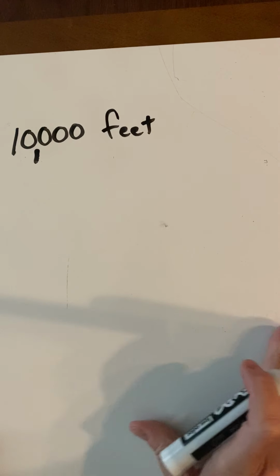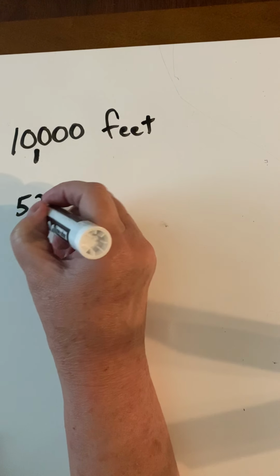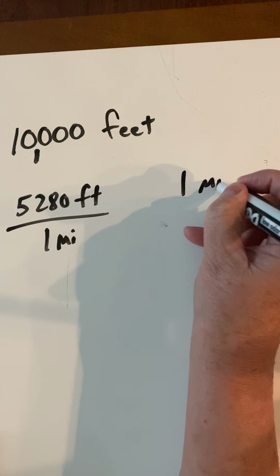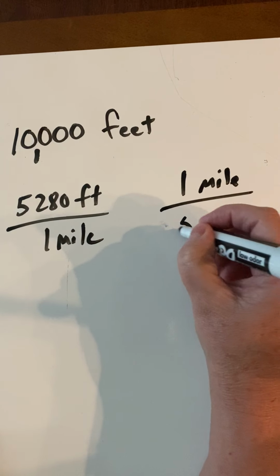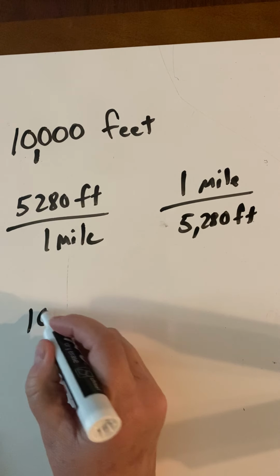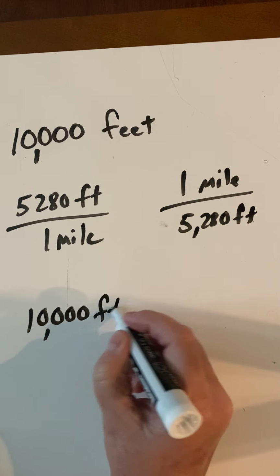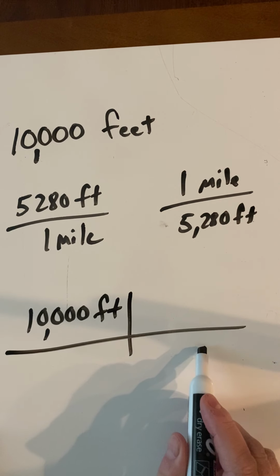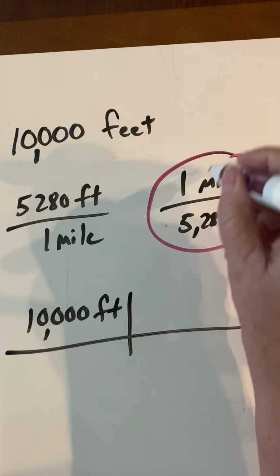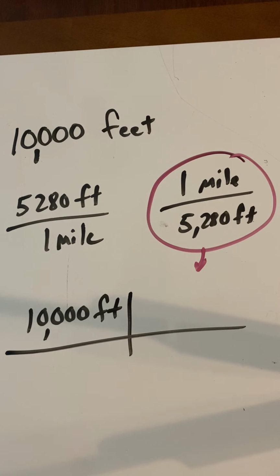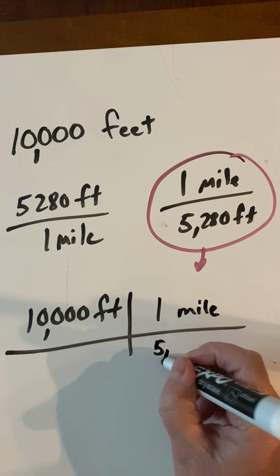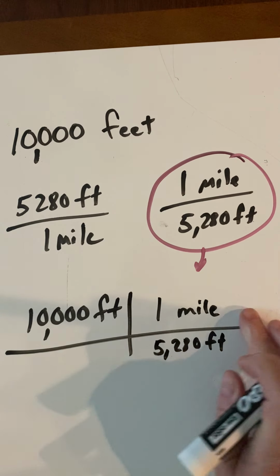Now remember, I have two facts. I know that there are 5,280 feet per mile, and I also know that 1 mile is 5,280 feet. So both of those I could use. I'm going to start off with what's given, which is the 10,000 feet. And now when I put my fence post up, I need to have feet on the bottom. So this one fits what I need. I'm going to put 1 mile here on top, and I'm going to put 5,280 feet right here.